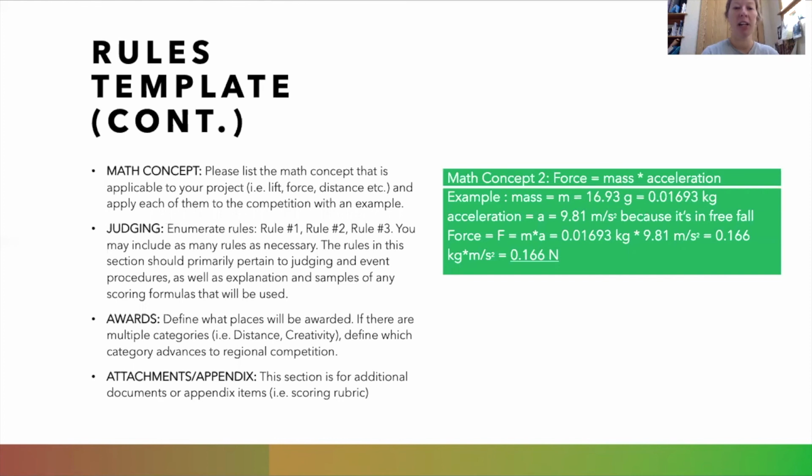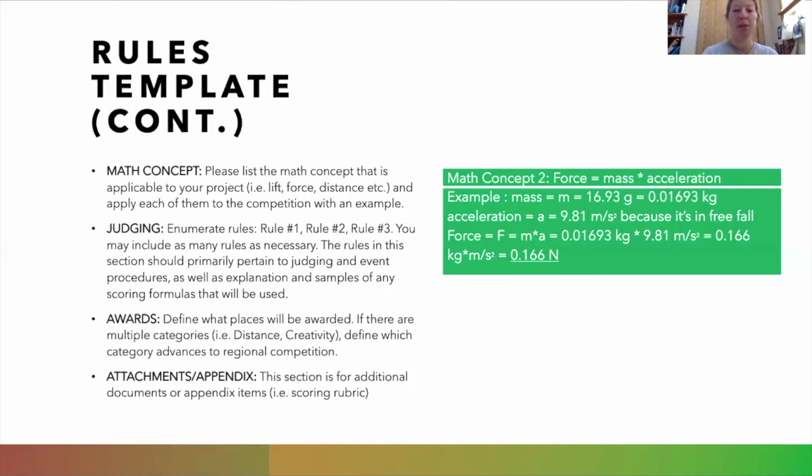Judging: enumerate your rules. You can include as many as are necessary. The rules in this section should primarily pertain to judging and event procedures, as well as an explanation and samples of any scoring formulas that might be used. Awards: make sure to define what places will be awarded, if there are multiple categories such as distance and creativity, and define what category advances to your imagined regional competition.